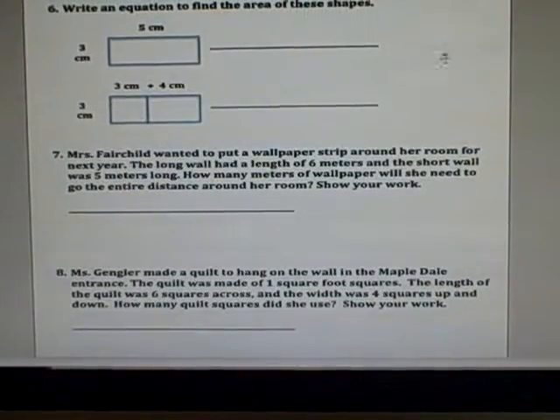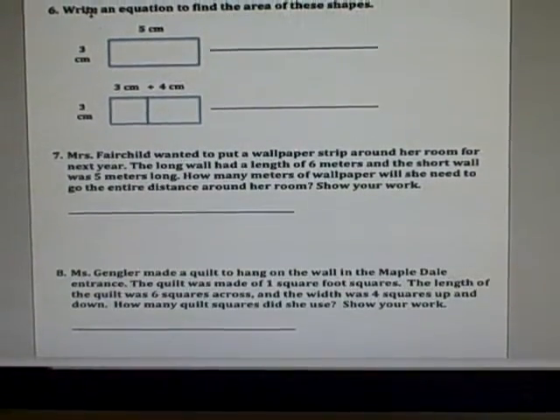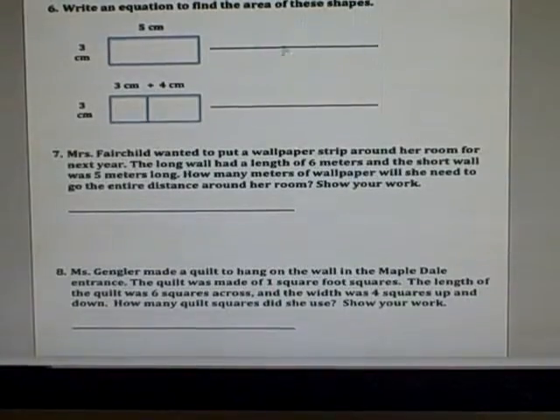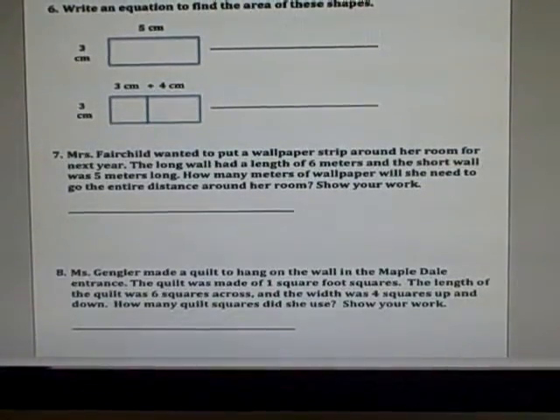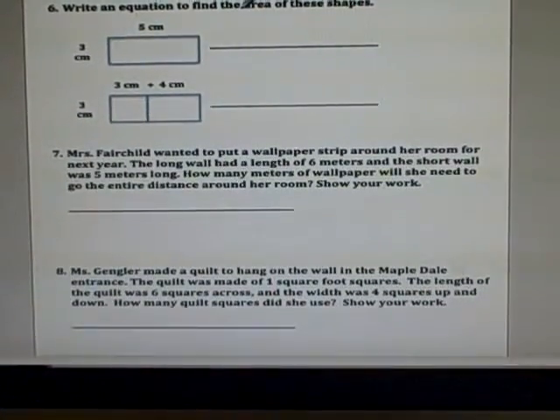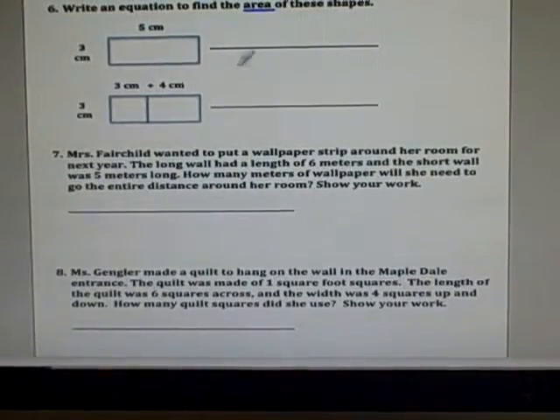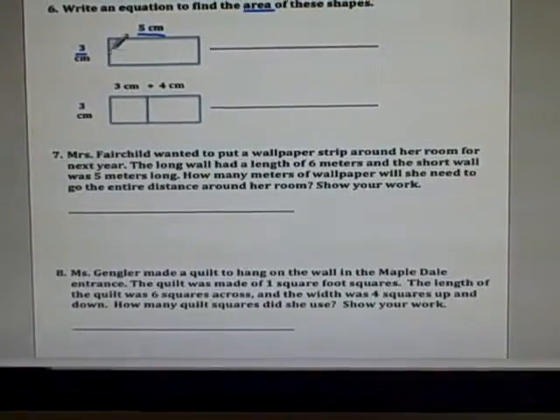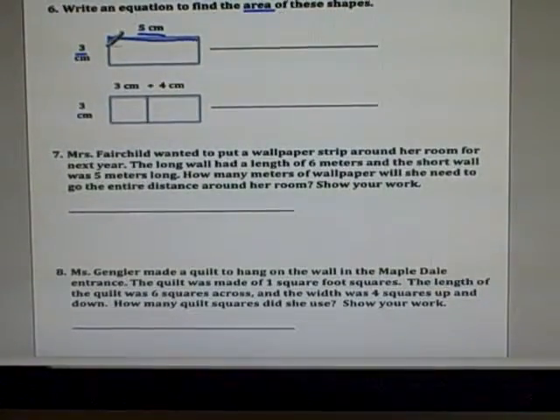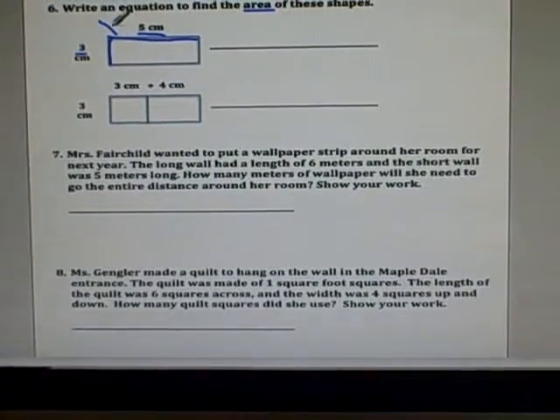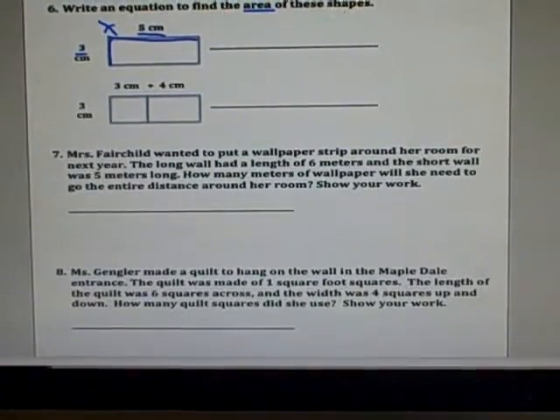Okay, we're on the second page now. Number 6, write an equation to find the area of these shapes. Okay, remember how to find the area. It's really important that you know the formula for area. And the formula is length times width, right?